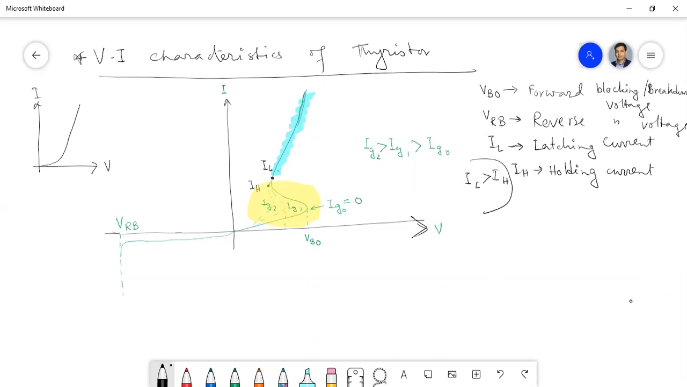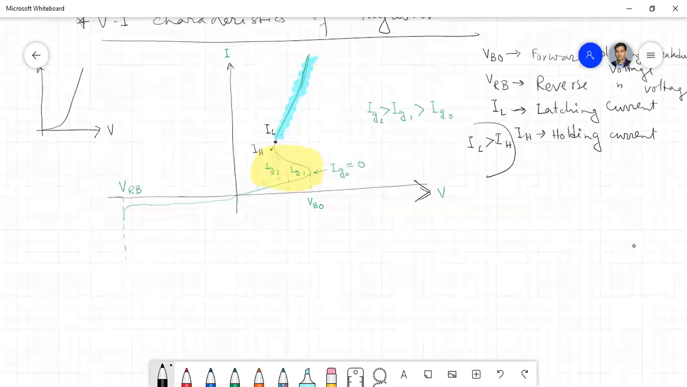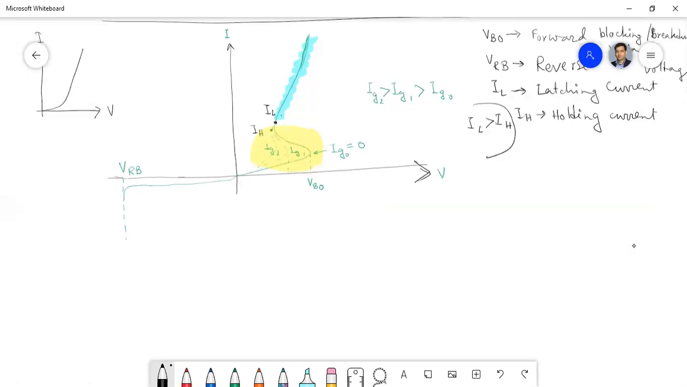Now the working principle of this SCR is generally explained by a two transistor model. That I will discuss today. Working of SCR.